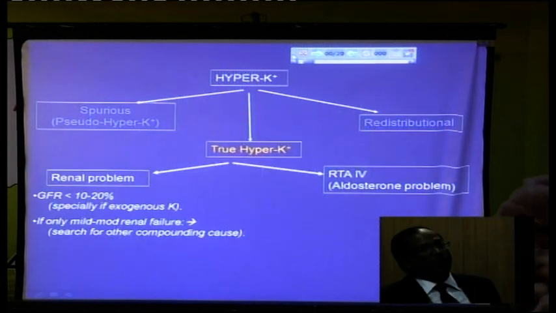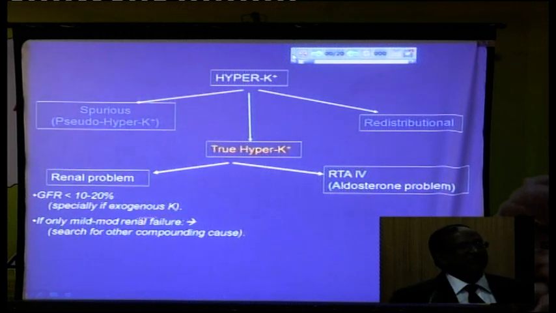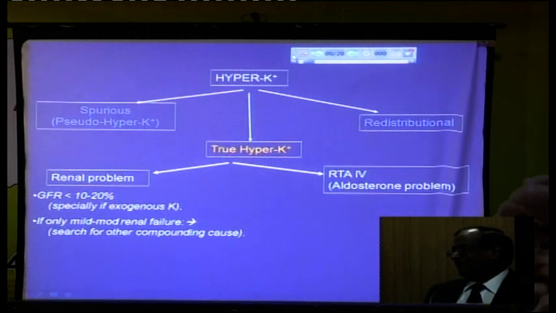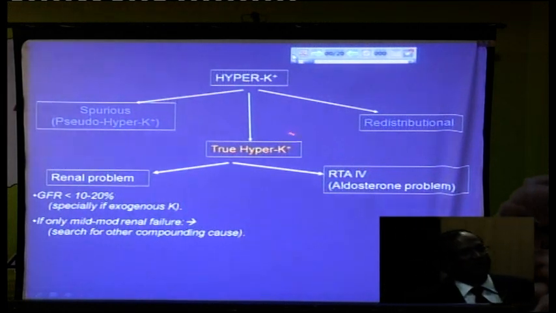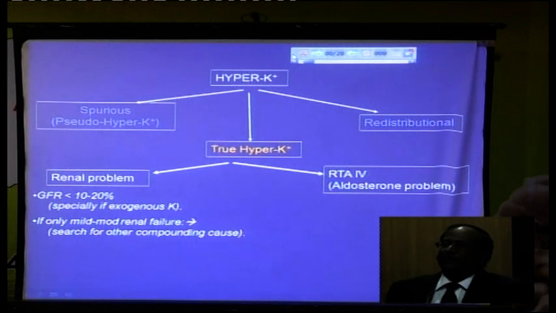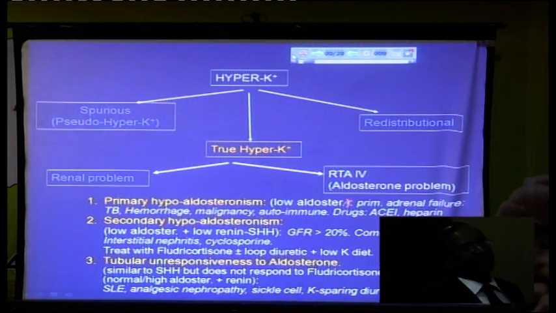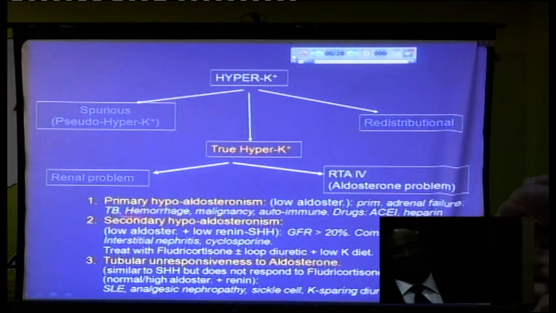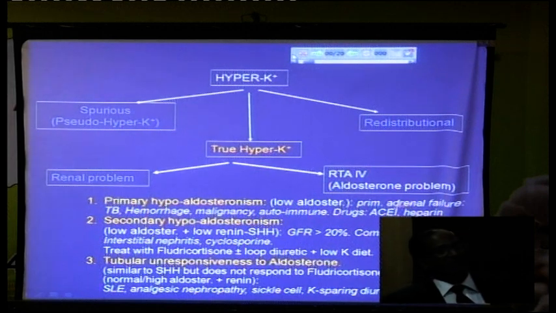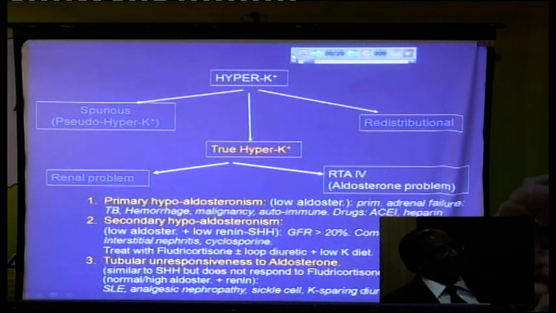If it's a true loss, then you have either a reduced GFR or a kidney problem or RTA type 2. Okay, so it's very simple. And for those who are postgraduates and want to know how to approach, it's not enough to say RTA type 4. You got to find the exact cause, in which case you actually do the aldosterone and renin level again. And if you have low aldosterone, it's primary hypoaldosteronism. You look at adrenal tuberculosis, hemorrhage, malignancy, etc. Heparin can cause that, ACE inhibitors can cause that.